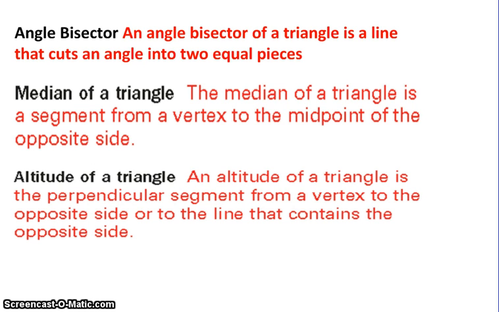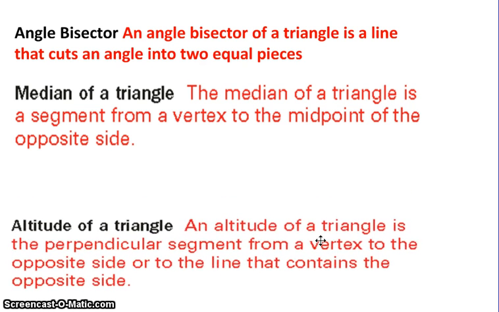Okay, a couple more definitions. First off, an angle bisector cuts an angle in half into two equal pieces. Alright, I'm going to slide this down and then draw a triangle real quick.